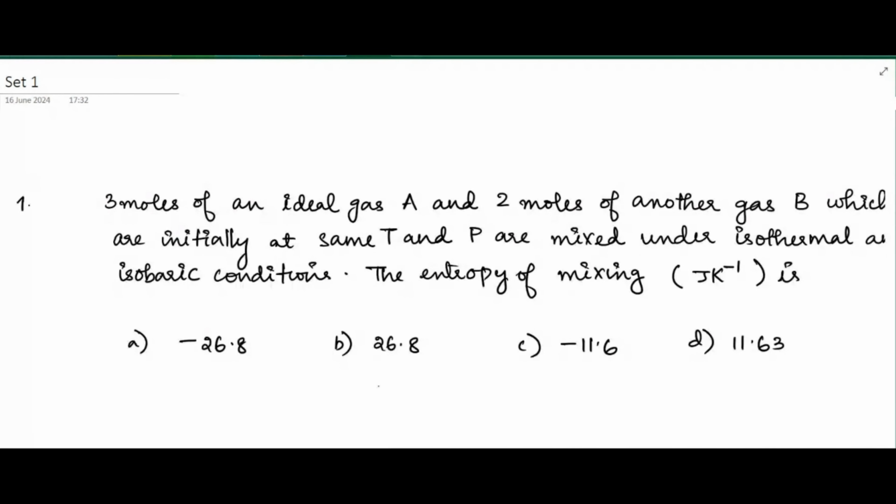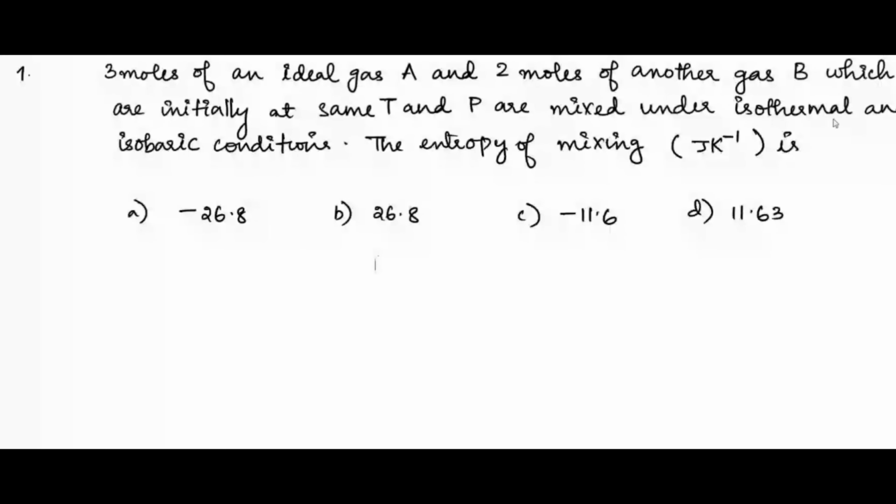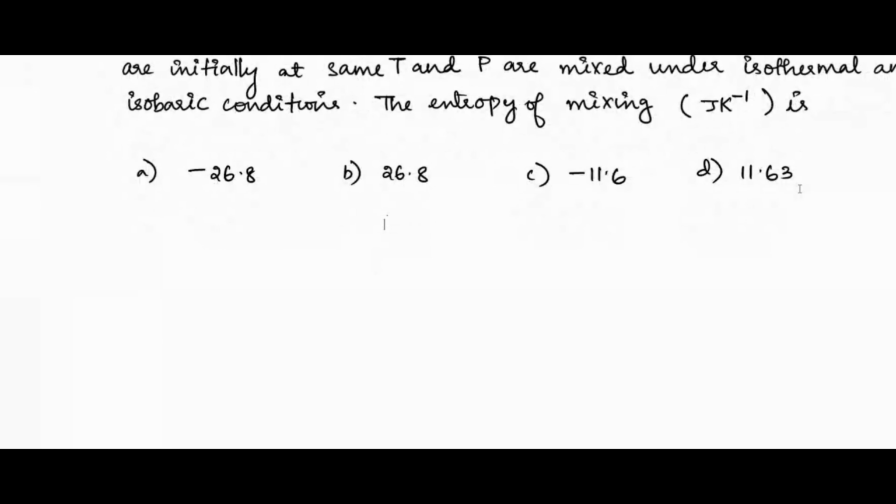Okay. So maybe we can start with the first question. The first question goes like this. 3 moles of an ideal gas A and 2 moles of another gas B, which are initially at the same temperature and pressure, are mixed under isothermal and isobaric conditions. Isothermal means temperature is kept constant. Isobaric means pressure is kept constant.